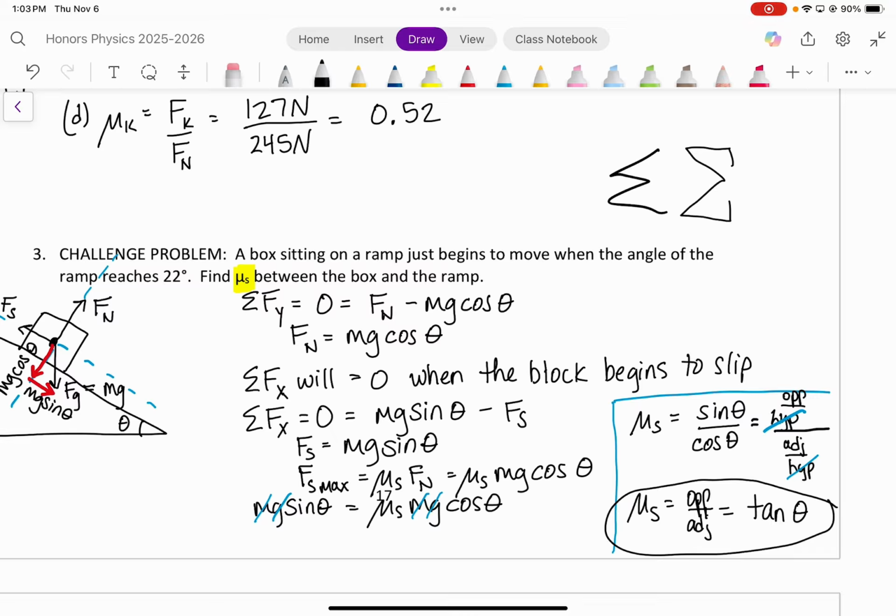Would you have to do that, or could you just put, once we get to the part when we plug in 22 degrees, could you just do sine of 22 divided by cosine of 22? You'd get the same thing.